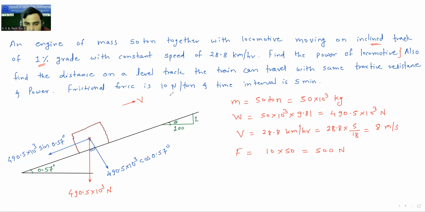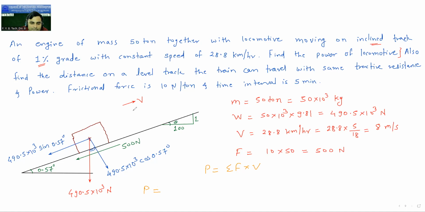Then the frictional force. Frictional force is in the opposite direction to direction of the motion. So the frictional force will be like this, opposite direction. What is the value of frictional force? It is 500 Newton. Now calculate the power. So it is very easy. Power is equal to summation F into V. So power P is equal to, for summation F, see velocity.